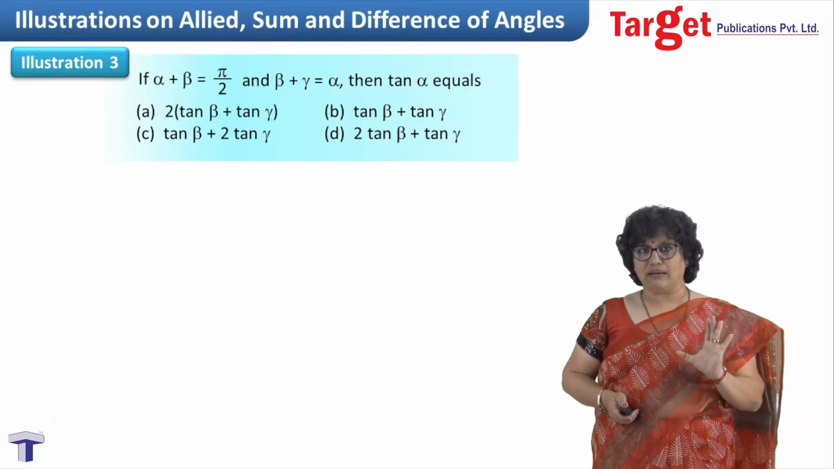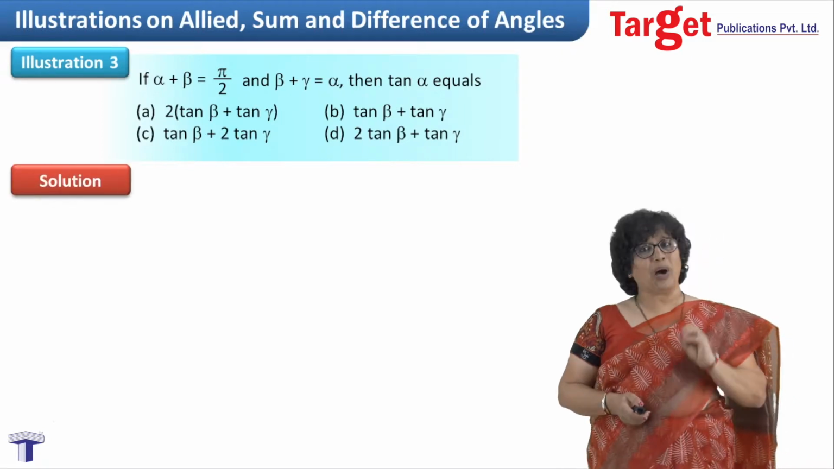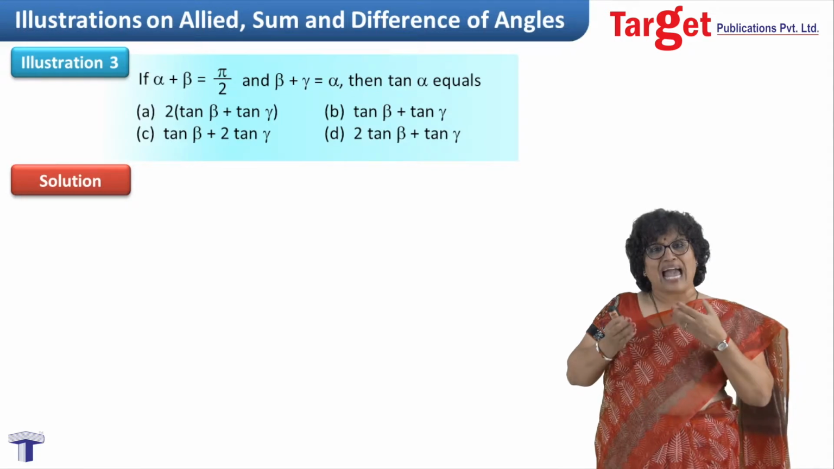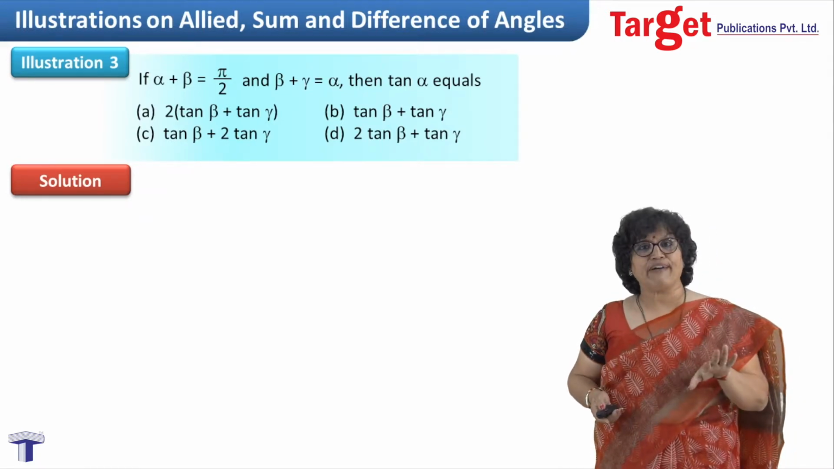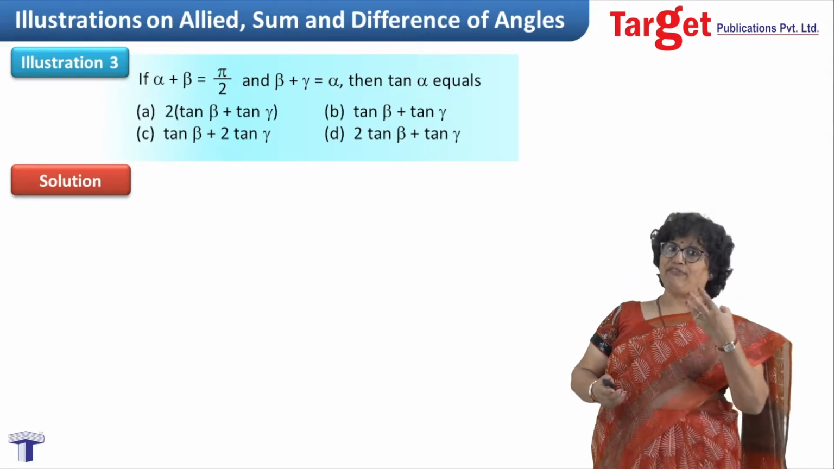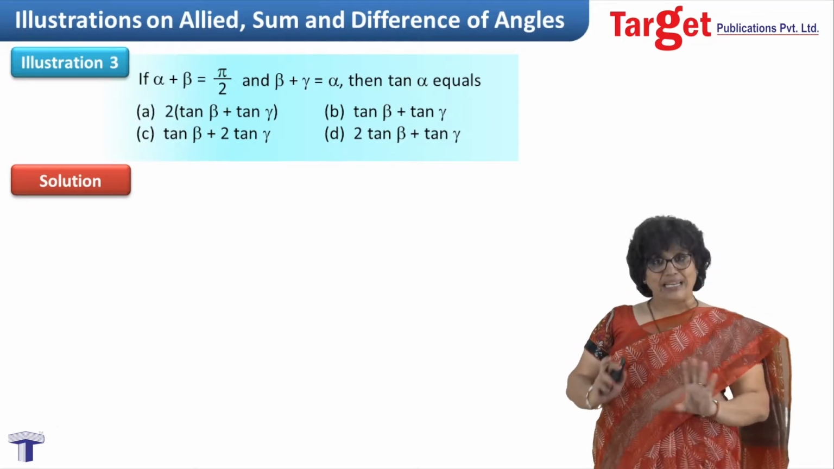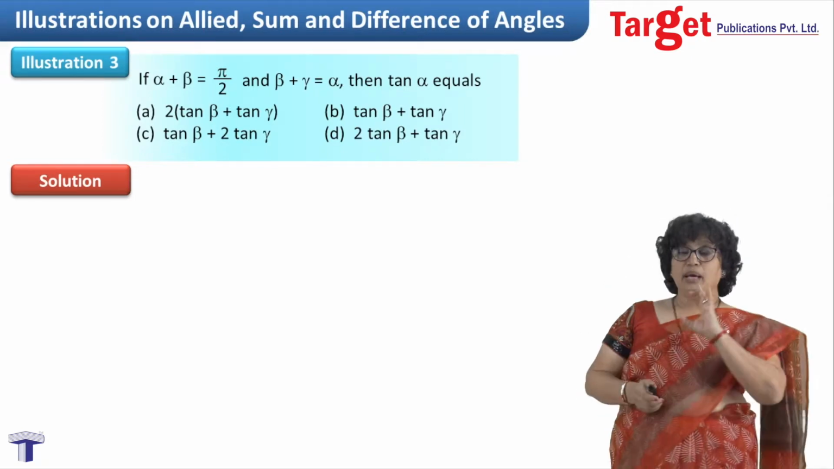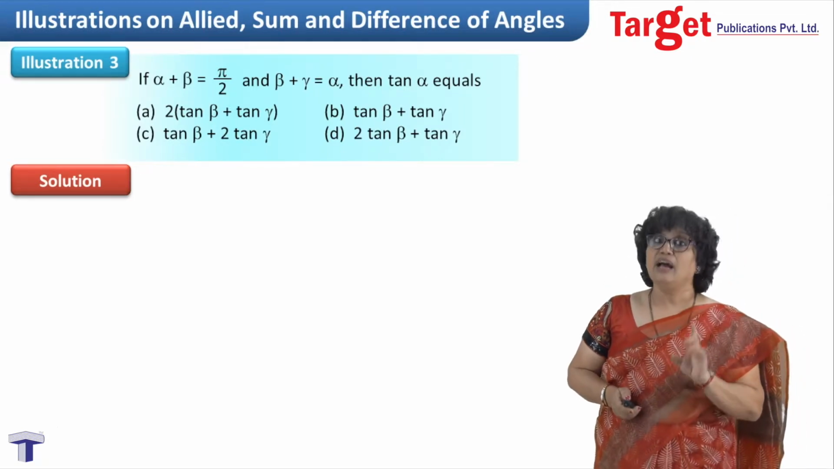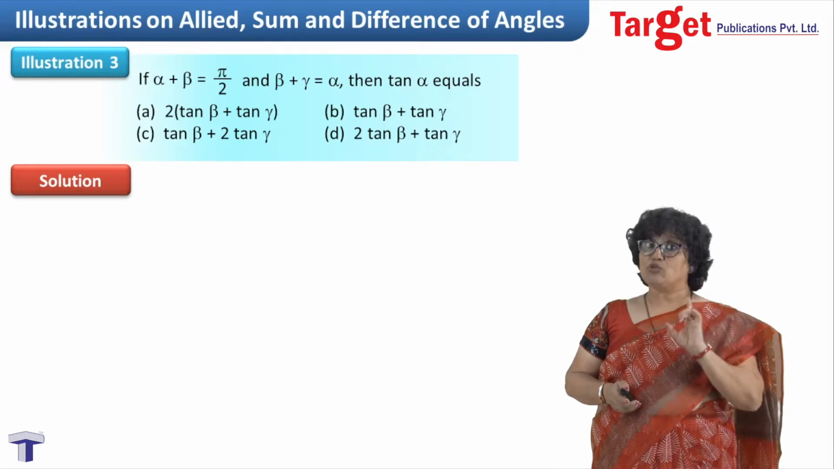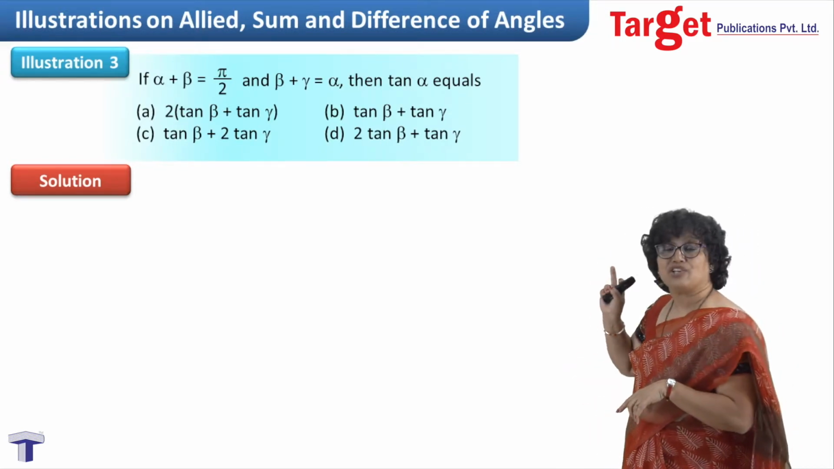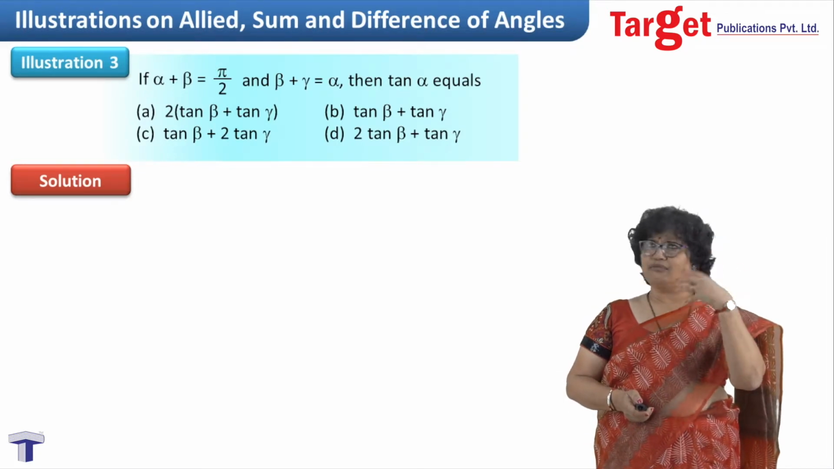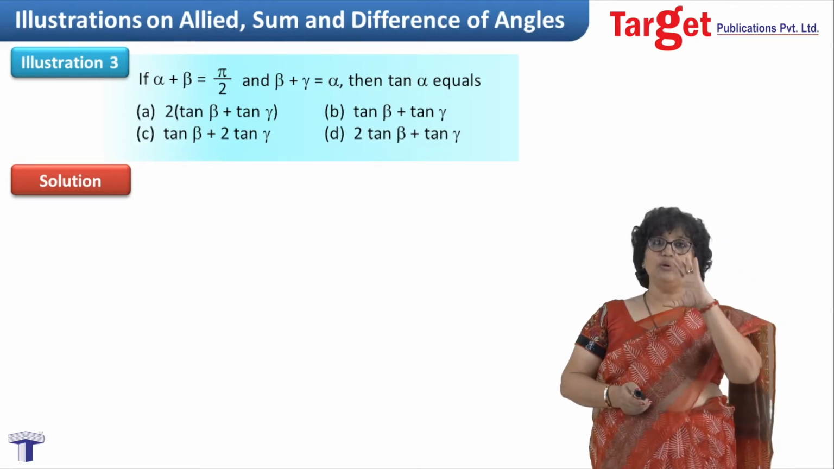Now, don't you think that if β plus γ equal to α is given, then I must take tan on both sides, and I will get tan α equal to tan(β plus γ)? That should be my first step, so that I automatically get tan α in terms of tan β and tan γ. Mind you, anywhere you get α and β terms together, you will have to use the given condition, α plus β equal to π by 2. This is the flow of thoughts which comes to my mind.